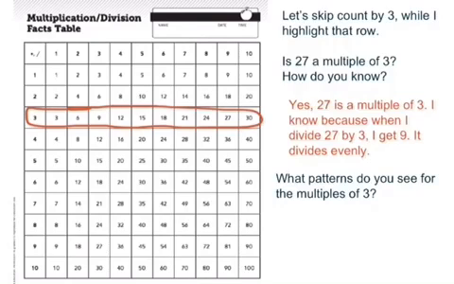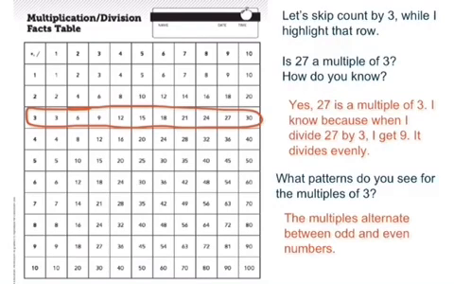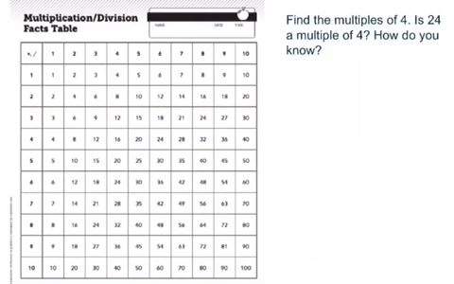Okay, what other patterns do you see for the multiples of 3? Think about that. Jot down some thoughts. Come on back. Hopefully you see that the multiples on this one are alternating between odd and even numbers. 3 is odd, 6 is even, 9 is odd, 12 is even, 15 odd, even, odd, even, odd, even. That's interesting, right? Do you think that'll always be the case? We're going to talk about that in a second. Jot down your thoughts. Come on back.